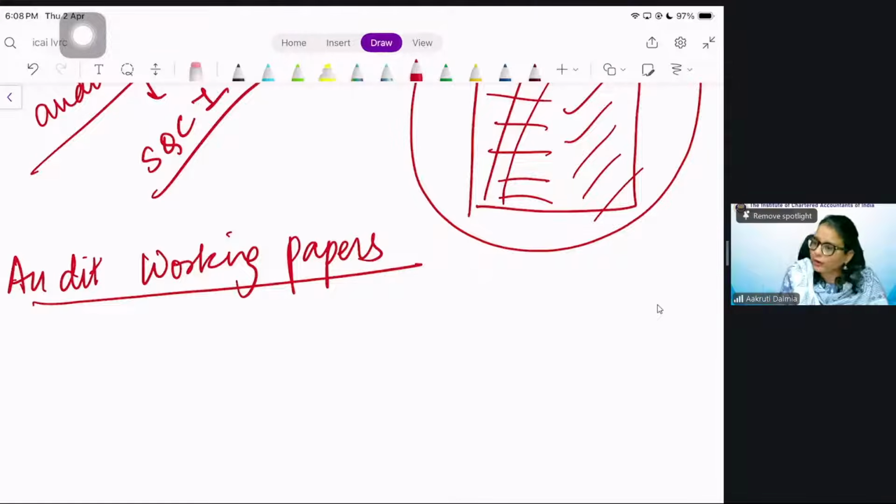Now, after the audit has fully completed, how many days do I have to assemble all the files? Because it might be scattered. Some documents will be with one team member, some with another. So how many days do I have to assemble the audit file? 60 days. Very good.